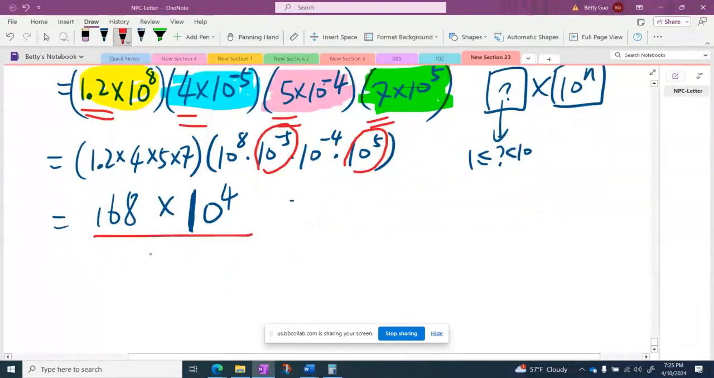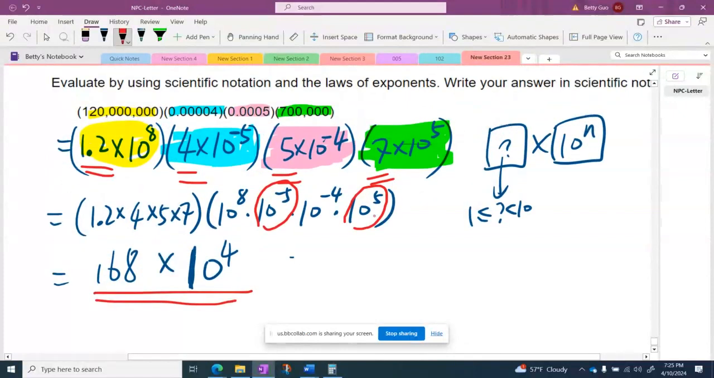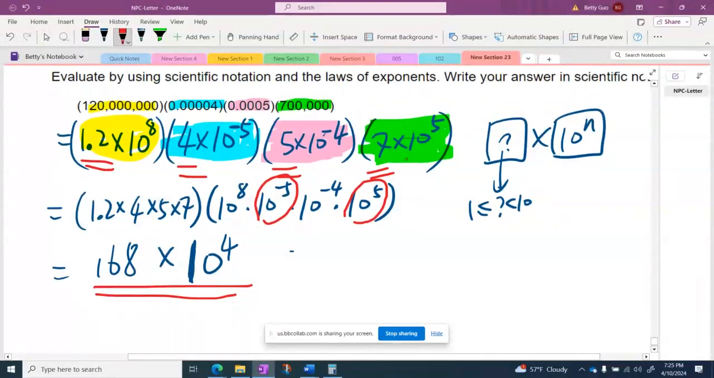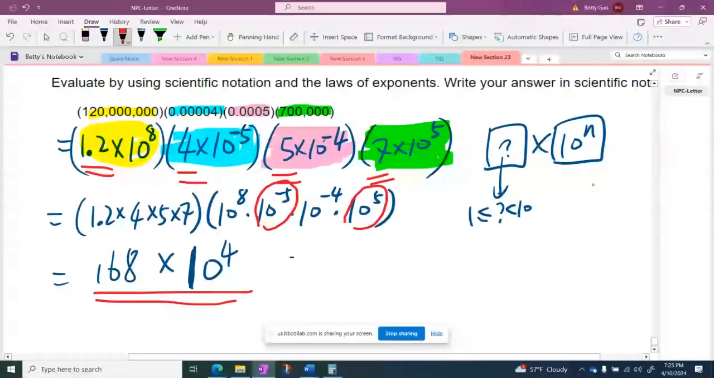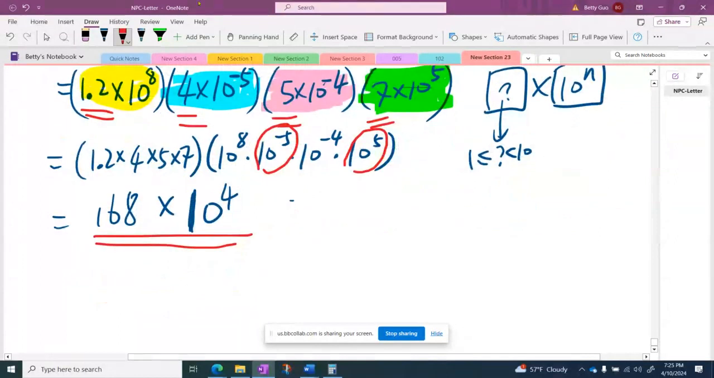But, guys, this is not your answer, okay? This is not your answer. If you place that in the cell, you get it wrong. So let's recall, what does the scientific notation look like again? The first part must be a number bigger than or equal to 1 and strictly less than 10. And 168 is not a number bigger than or equal to 1 and less than 10. It's too big.